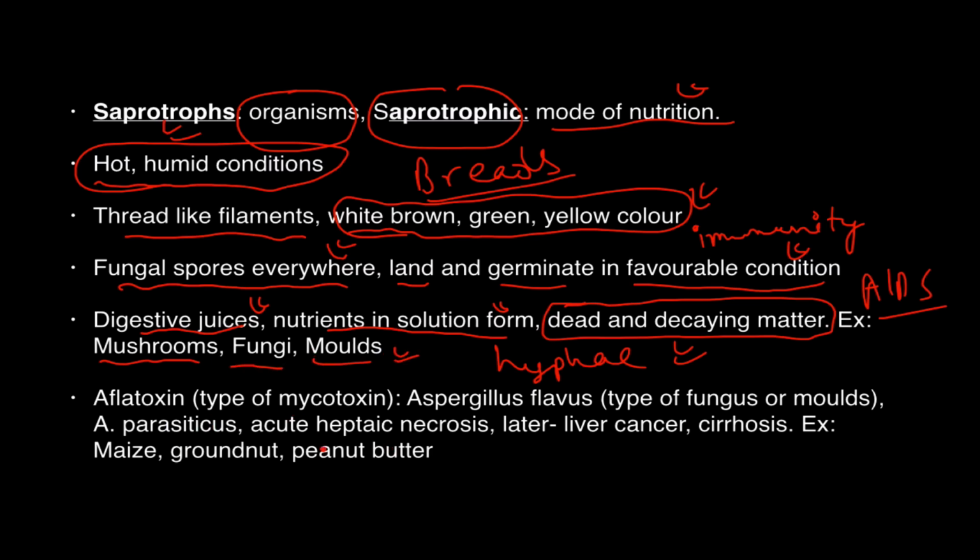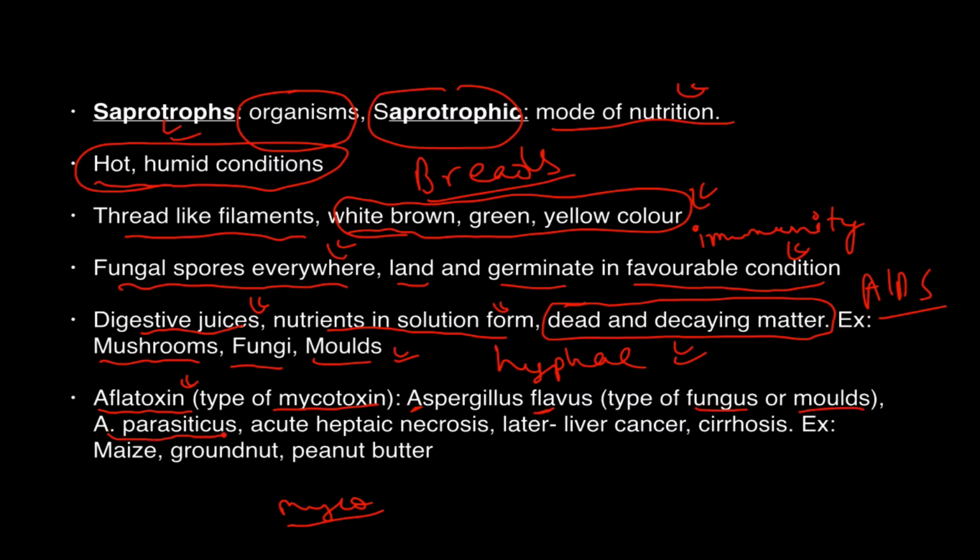Now this is not given in NCERT, but I thought I'll cover it. So aflatoxin is a very important toxin. It is a type of mycotoxin. Mycology means study of fungus, so myco means fungus. Afla comes from Aspergillus flavus, this is how it is named, Aspergillus flavus toxin. It is a type of fungus or mold, whatever you want to call it.